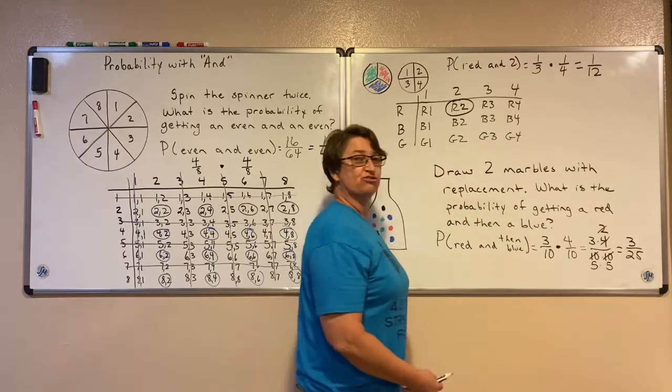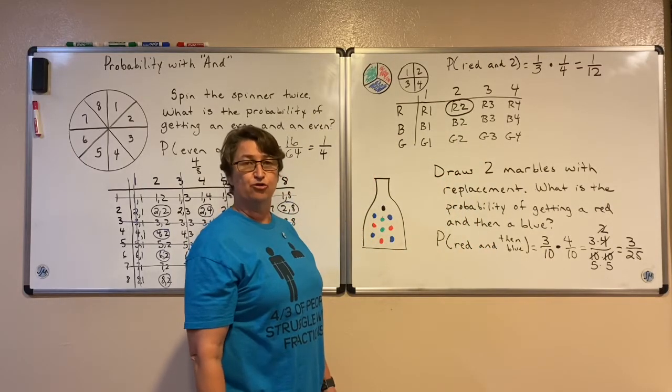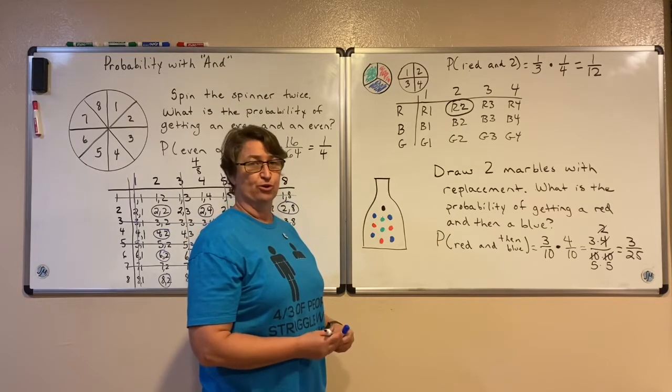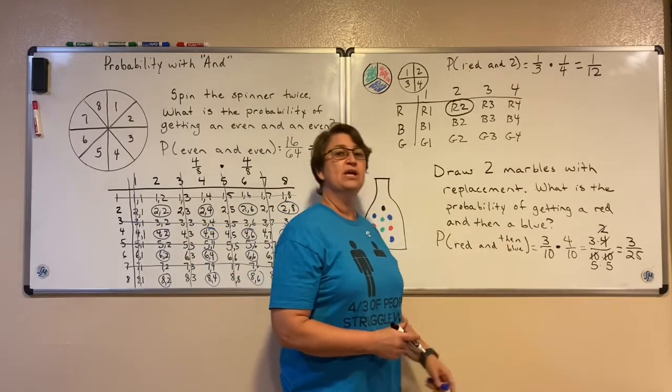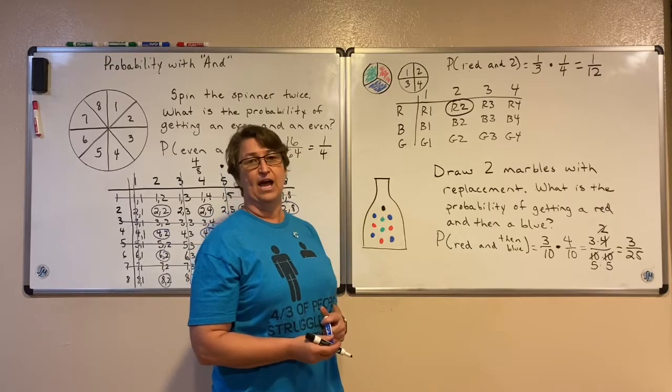Or maybe you just did 3 times 4 and got 12 over 10 times 10 was 100, and then you divided by 4 over 4, and you also got 3/25. So the probability I get a red and then a blue is 3 out of 25 times I would expect that to happen.